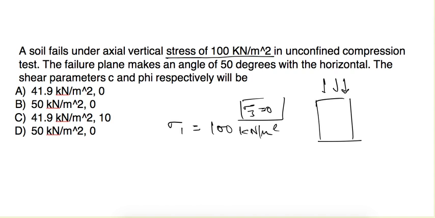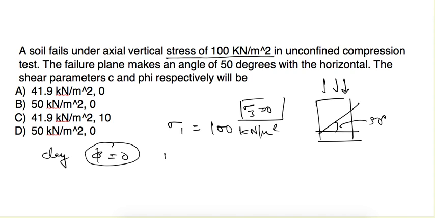After that, the failure plane makes an angle of 50 degree with the horizontal. So this angle is given. This is 50 degree. The shear parameters C and phi will be. C and phi have been asked. Now if you say that in unconfined compression test, what we studied that it is done for clay. So for clay, if you say that phi is equal to 0, so that is not always true.